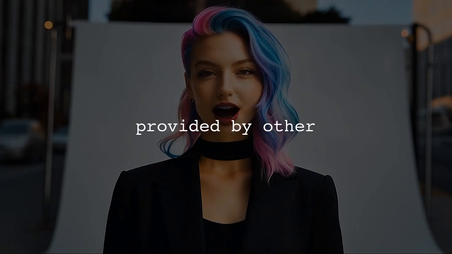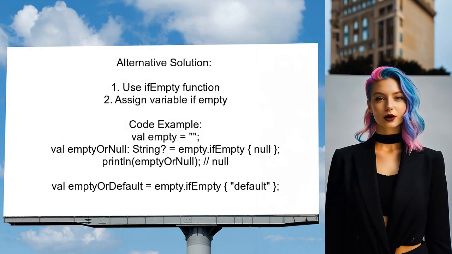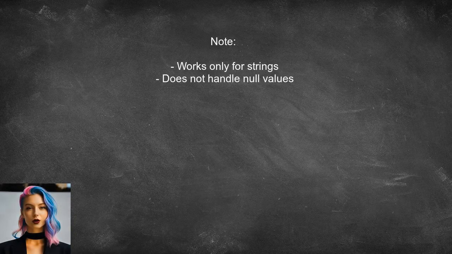Now let's look at the answers provided by other users. An alternative approach suggested by another user is to use the ifEmpty function in Kotlin. This function allows you to assign a variable only if it is empty. For example, if you have an empty string, you can use ifEmpty to return null or a default value. However, it's important to note that this method only works for strings and does not handle null values directly.